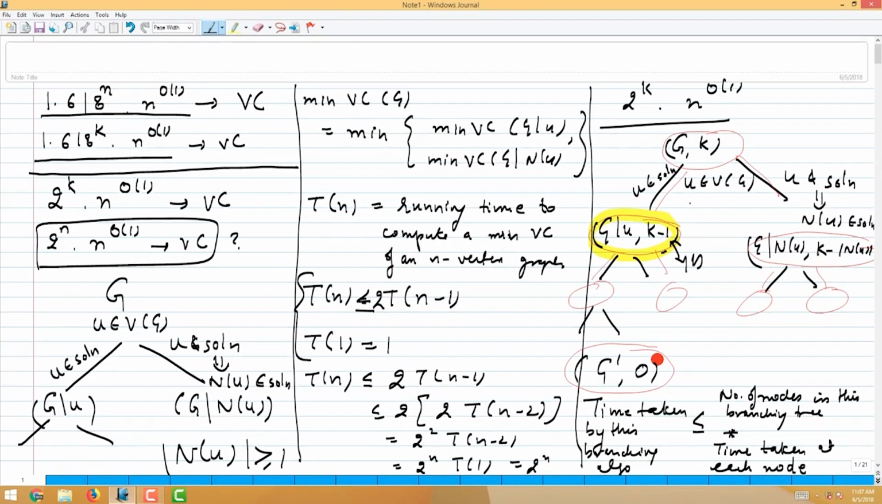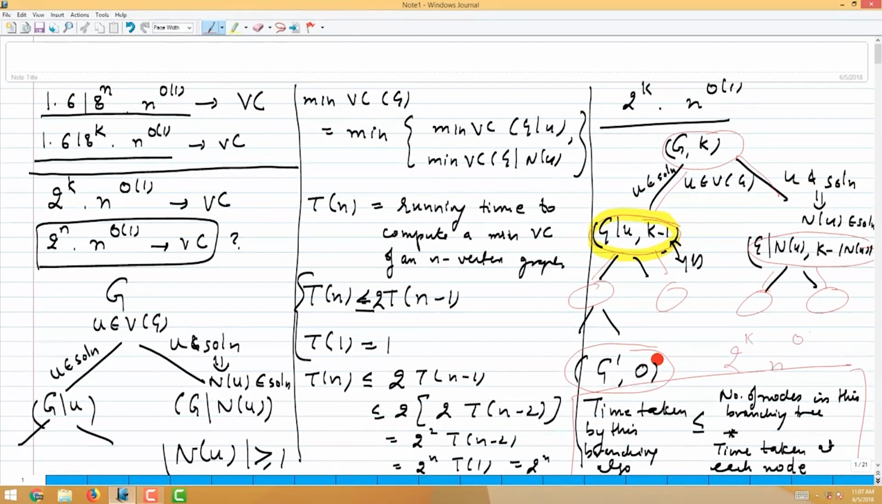Yeah, so the point I was trying to make is this, that the time taken by any branching algorithm is the number of nodes in the branching tree times the time taken at each node. So the time taken at each node here now is some polynomial. As you said, it's linear in the number of vertices. Let me just say polynomial. As you can all see, we'll write that formally also, the number of nodes in this branching tree is 2 to the k. So can I say that the total time taken by this branching tree is 2 to the k times poly n?